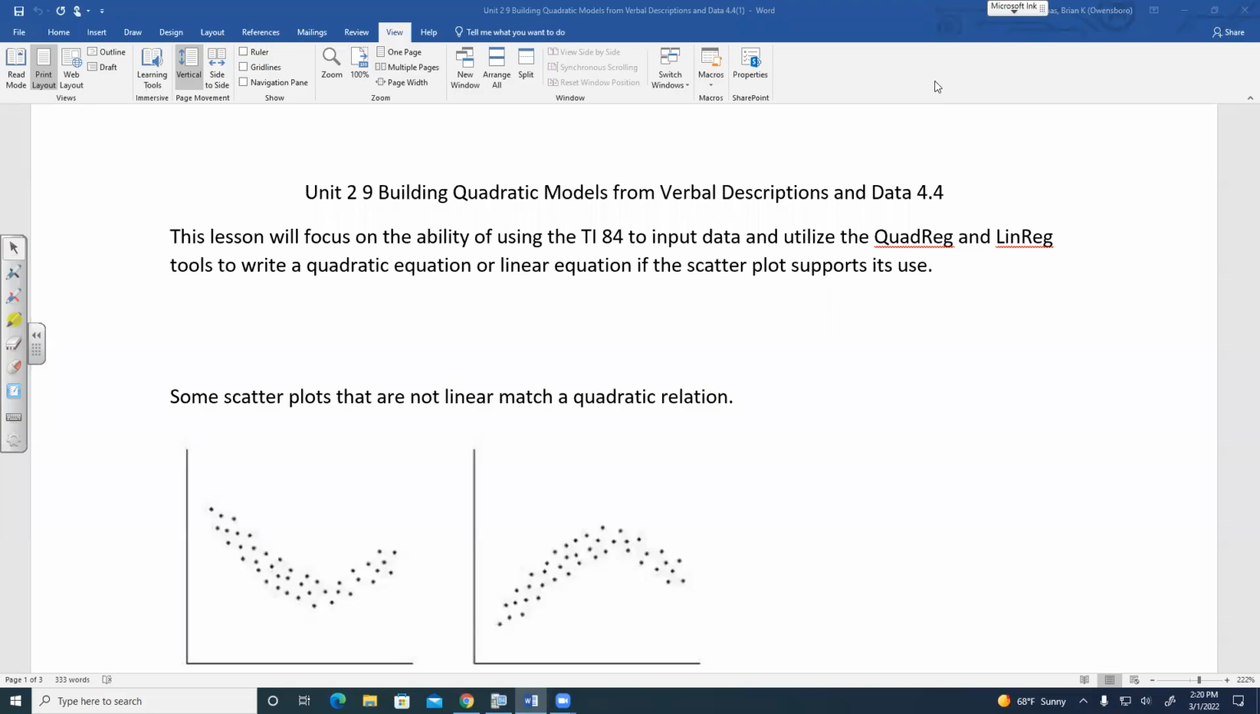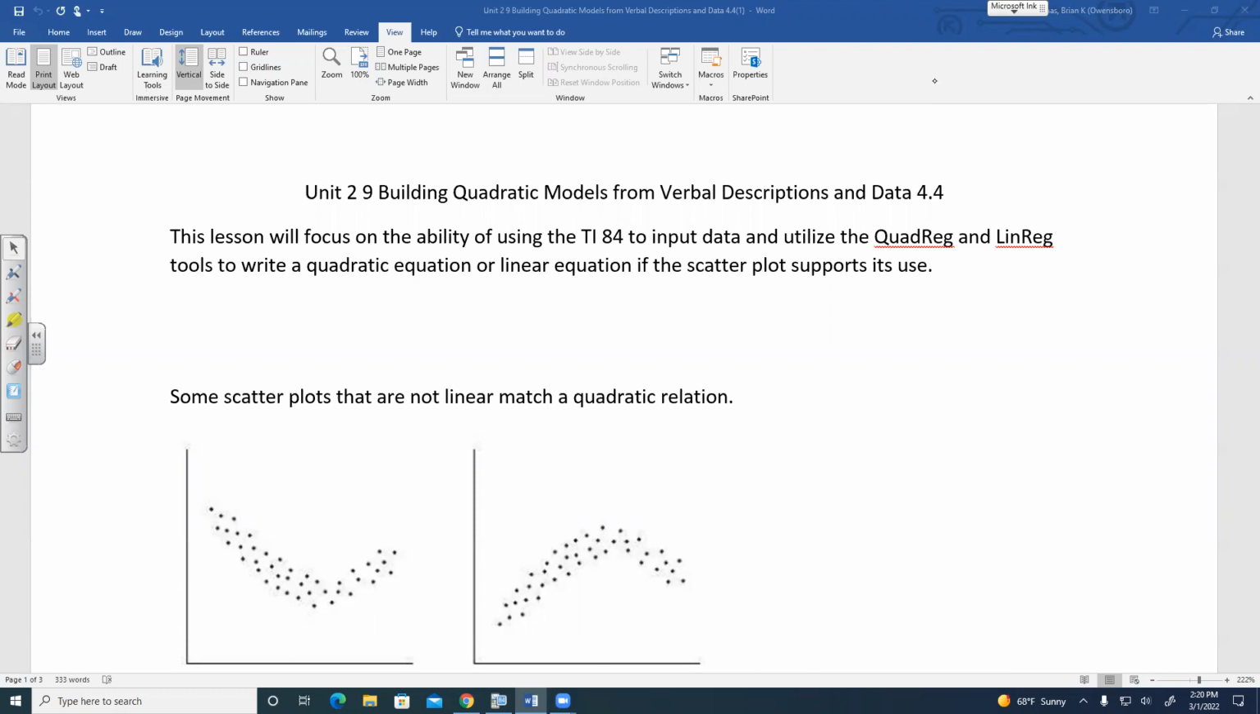So this lesson will be the last lesson of Unit 2. This is going to be building quadratic models from verbal descriptions and data, and this is going to be from section 4.4. So this lesson will mainly focus on the ability of using the TI-84 again to input data.